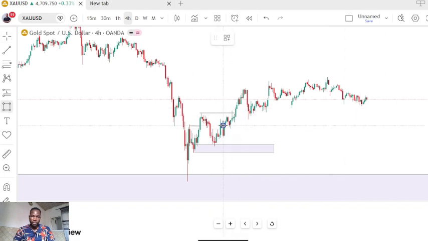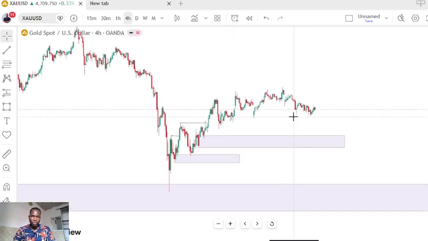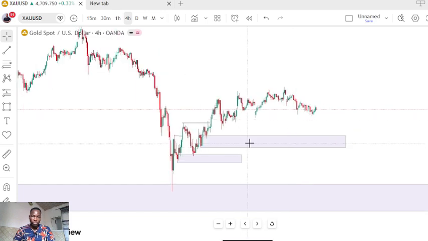We have this very one here. So price tapped into it. You could no, price haven't tapped into it yet. So we are looking forward to see price, if possible, retrace back to this order block level here. Okay, we also have this break of structure here. Price broke the structure here.